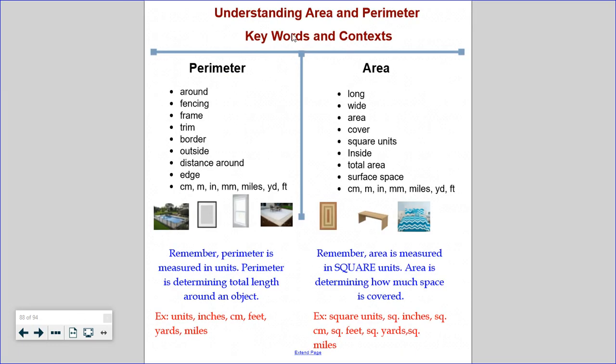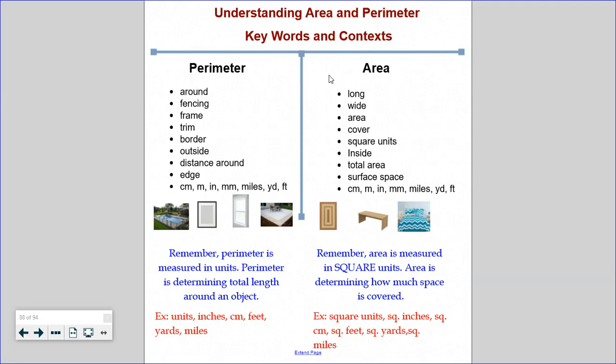So let's now take this area and perimeter stuff and let's apply it to some stories. We did this a little bit in the last one too, so I will go through it quickly. These are some words that will be signal words or keywords that will tell you it's a perimeter story problem. Words like around, fencing, frame, trim, border, outside, distance around, edge, and then here's some units you might use.